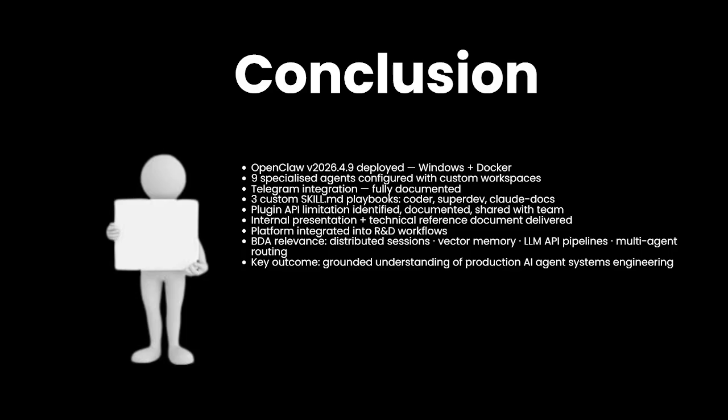My conclusion. All planned objectives were completed. OpenClaw was deployed on Windows and with Docker. 9 specialized agents were configured. Telegram integration was fully documented. 3 custom skill playbooks were developed. The plugin API finding was documented and shared. An internal presentation and technical reference document were delivered. The platform was integrated into the team's actual workflows.